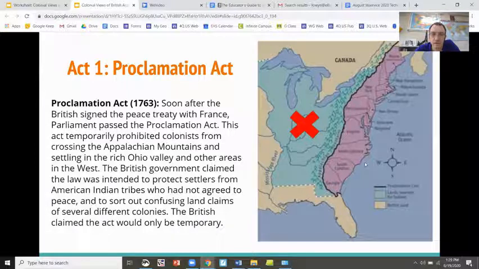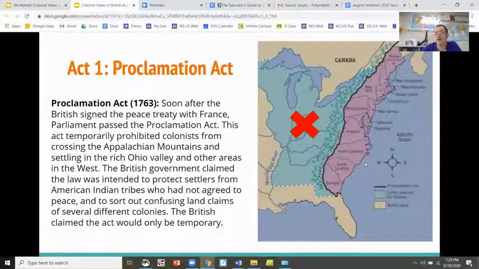In 1763, the Proclamation Act was passed. Soon after the British passed the peace treaty with France, Parliament passed the Proclamation Act. This act temporarily prohibited colonists from crossing the Appalachian Mountains and settling in the rich Ohio Valley and other areas in the West. The British government claimed the law was intended to protect settlers from American Indian tribes who had not agreed to peace, and to sort out confusing land claims of several different colonies. The British claimed the act would only be temporary.